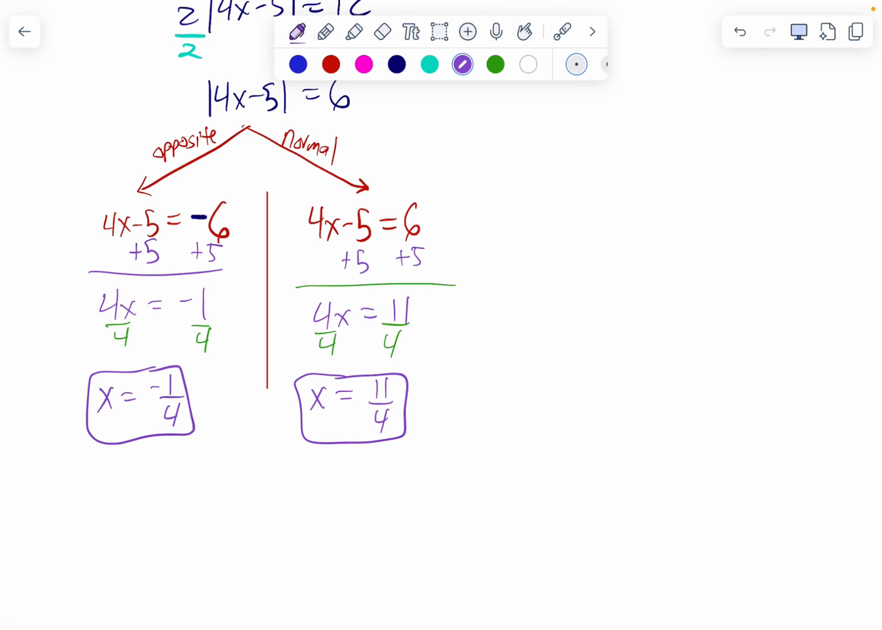Are they wrong because they're not whole numbers? You know, like if we did this left one, it's negative 0.25. The one on the right is positive 2.75. So are they wrong? No.